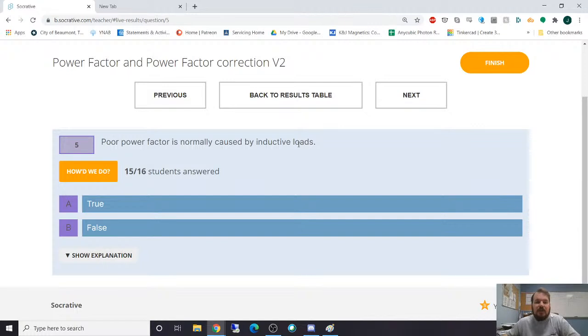Poor power factor is normally caused by inductive loads. Most of the loads in facilities are inductive loads. Things that are inductive loads like motors. Motors are the big one, really. But almost everything in a facility has an induction, or is mostly an inductive load. Which means to correct the poor power factor caused by an inductive load, you'll use capacitors, because those are the opposite and they will cancel out.